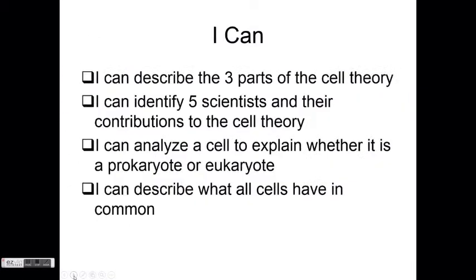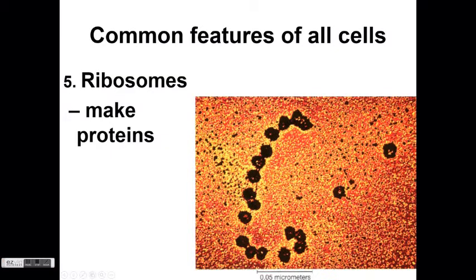Alright, the final thing that I'm going to have you guys write down for common features of all cells is they all have ribosomes. And remember, they were the little dots in the cytoplasm that I was showing you. In prokaryotes, they're in the cytoplasm. In eukaryotes, they're both in the cytoplasm as well as on the rough endoplasmic reticulum. And if you don't know what that is, you guys are going to learn that when you talk about cell organelles. And the function of a ribosome is simply to make proteins.